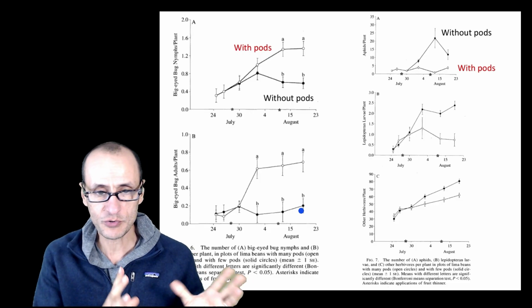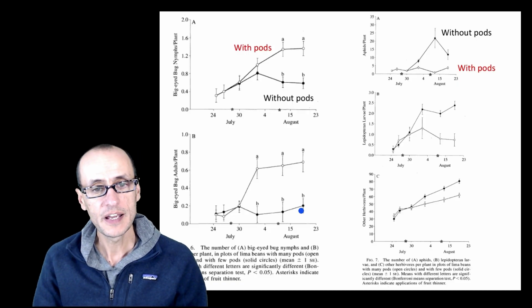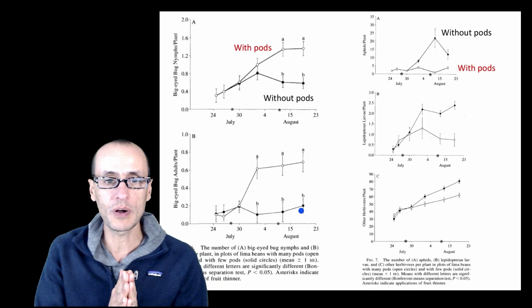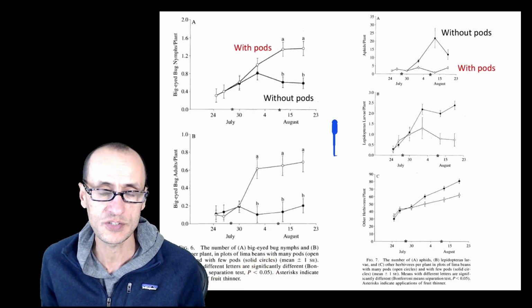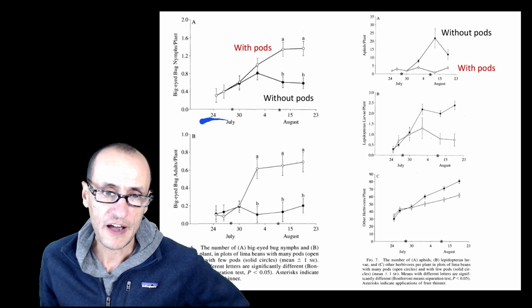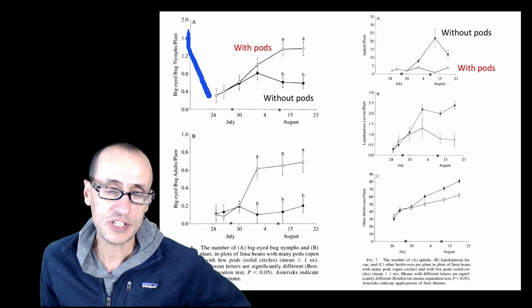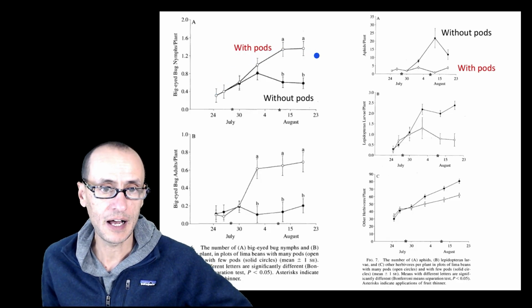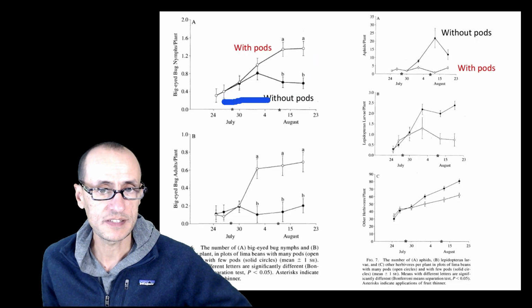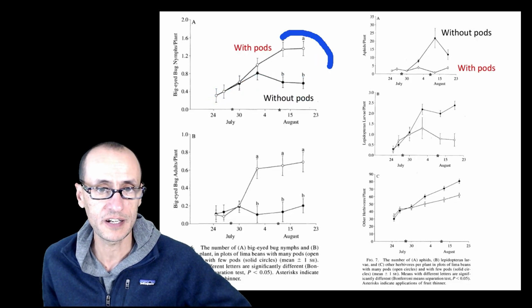So that first one was short-term experiments, several days to one week. And then they said, all right, if that's true, then what we should see is these patterns playing out over time as well. And here's what they found over the course of a summer. Big-eyed bugs actually tended to be more common in fields that had bean pods available, compared to ones that did not have bean pods available, especially later on in the season.